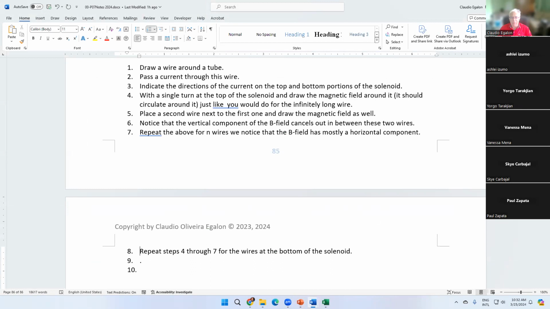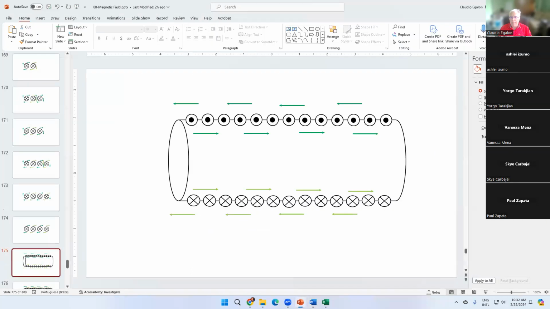Repeat steps 4 through 7 for the wires at the bottom of the solenoid. B field circulates counterclockwise at the top and clockwise at the bottom. Either way, even though it's circulating clockwise at the bottom, note that this field here has exactly the same direction as this field here. Isn't that nice?